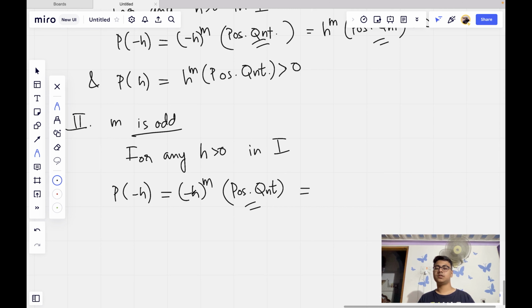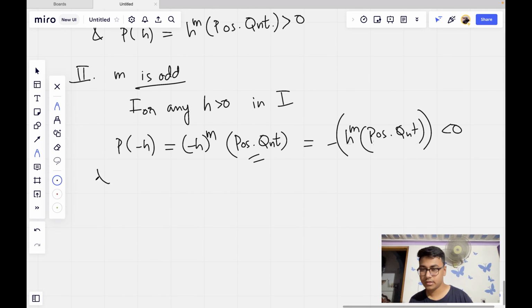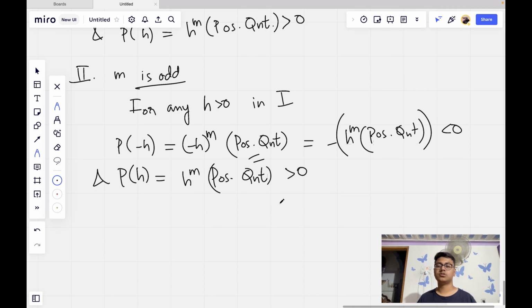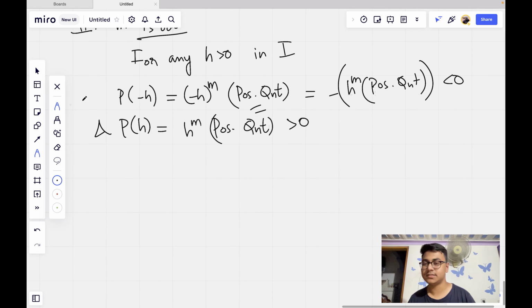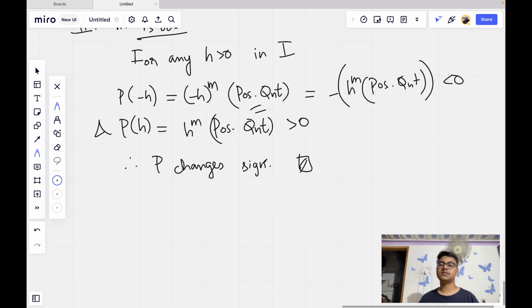Now, that was a digression. So now p of minus h is minus h to the power m times a positive quantity. And since m is odd, this just becomes minus h to the power m times a positive quantity, which is negative. And p of h is just h to the power m times a positive quantity. Since h is positive, this is positive. So to the left of 0, p is negative, and to the right of 0, p is positive. Therefore, p changes sign. And we are done. Therefore, p changes sign at 0 if and only if m is odd.